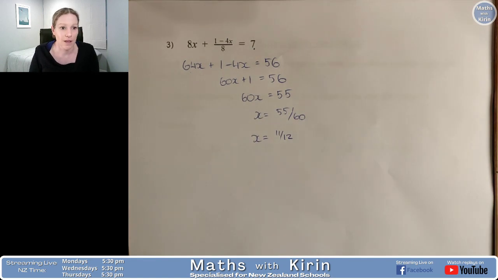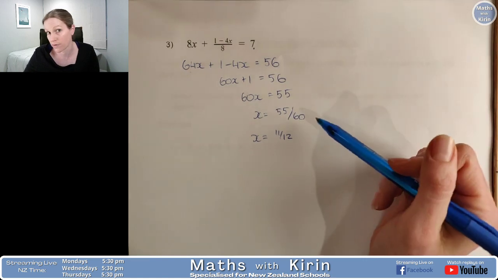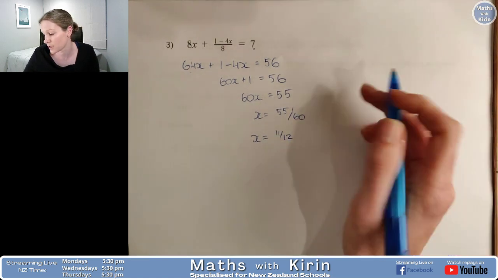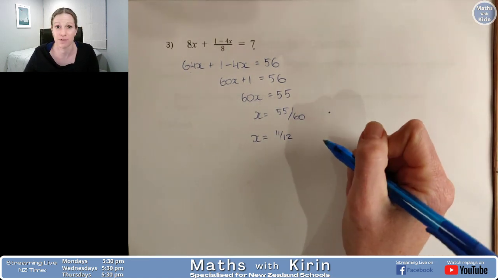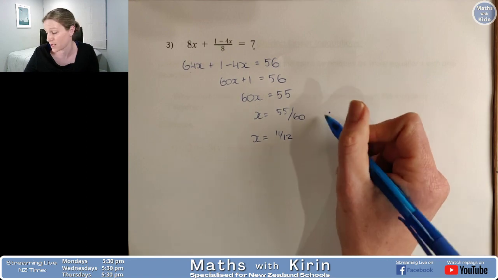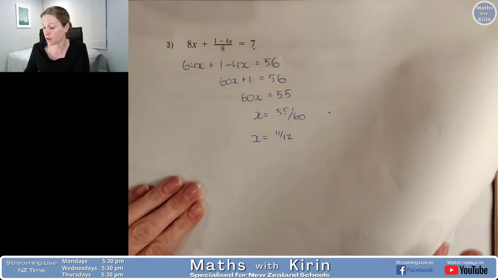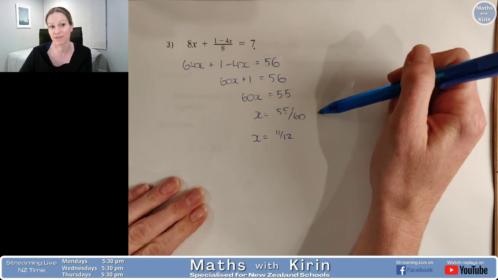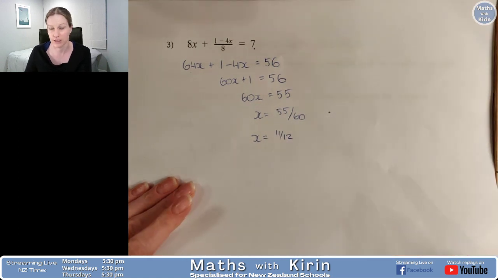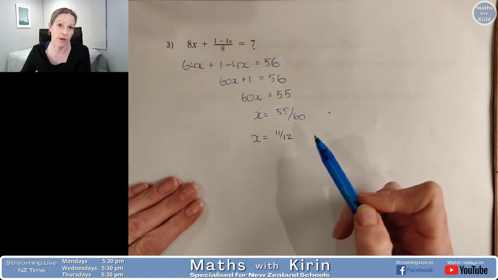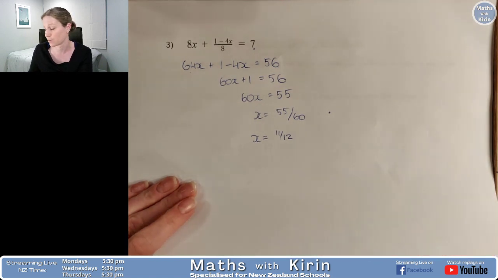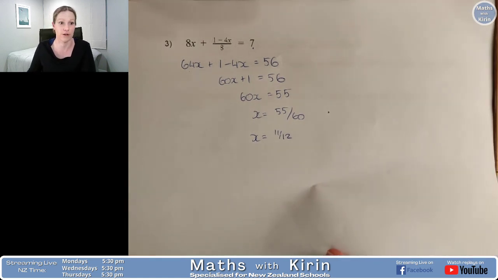Okay. In your MCAT assessment, quite often with these kind of questions, if you leave your answer as 55 over 60, you get your marks for that. You've done all of the algebra stuff to get that far. It's just the simplification stuff that you've done. But always good practice to simplify. So make sure that you do look for that to get a fractional answer.